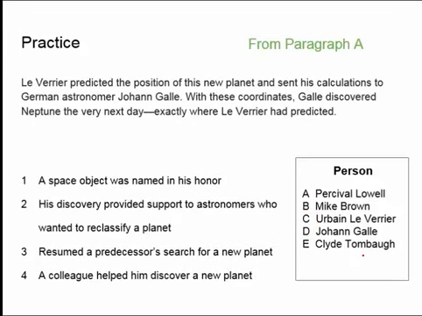Okay, so we find their names if we go back and scan in paragraph A. All right, and so again, your goal is to go through here and see if we can find something that relates to one of our questions. Indeed, when we do that, we find the answer to 4. So Leverrier predicted the position of his new planet and sent his calculations to a German astronomer, Gall. With these coordinates, Gall discovered Neptune the very next day, exactly where Leverrier had predicted.